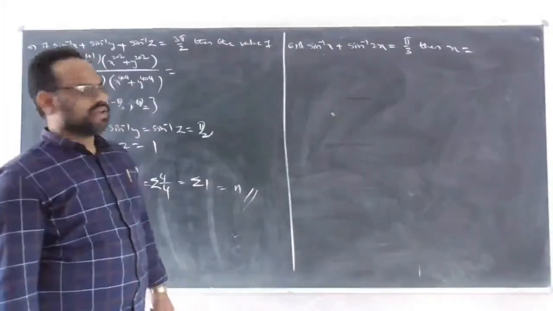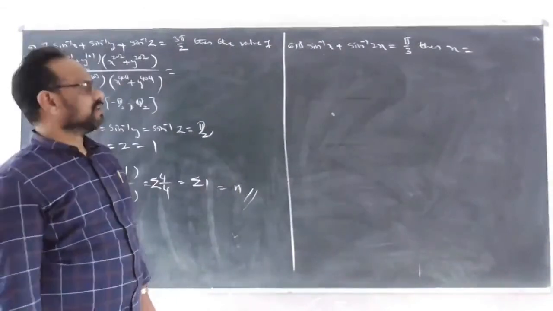Next one: if sin inverse x plus sin inverse of 2x is equal to pi by 3, then x equals what?